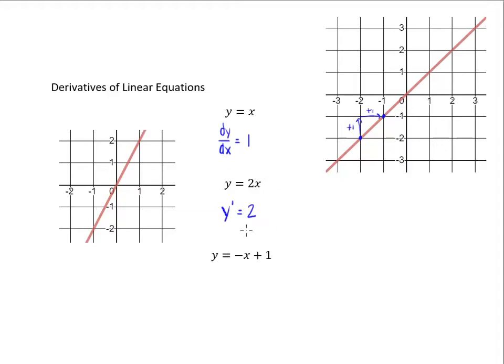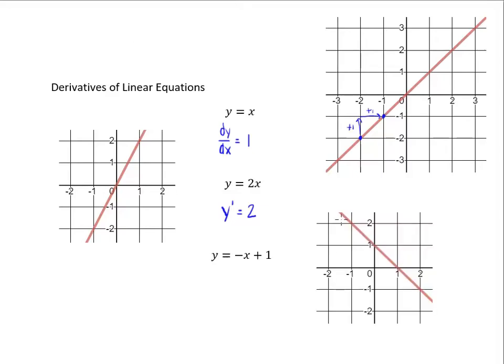Okay? And finally, we've got this one right here, y equals negative x plus 1. We got a graph right here, and there's negative x plus 1, and you'll notice that the slope everywhere is negative 1. Hey, this plus 1 over here doesn't really do anything.